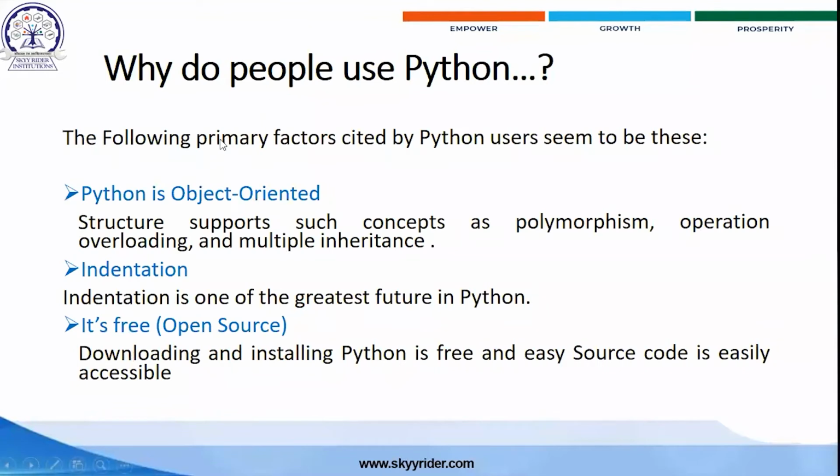Okay, why do people use Python? These are the things we have covered. Python is an object-oriented language. Okay, and indentation. As you know, if you have gone through C, you have an idea about what indentation is. Okay, it's free, open source. Downloading and installing Python is free, and the source code is easily accessible.